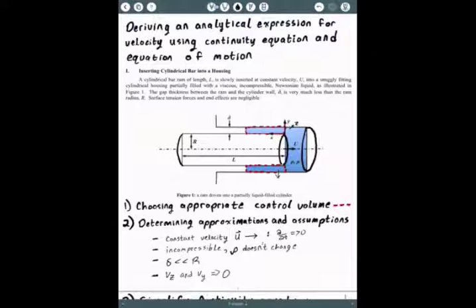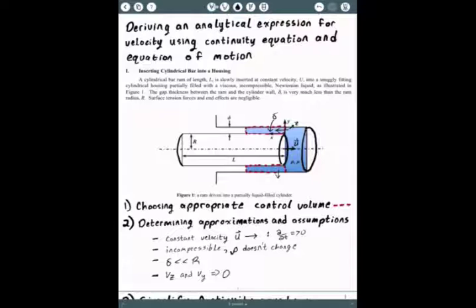The first step in finding the velocity is choosing an appropriate control volume, and I did so, labeled here in red. It's the gap thickness between the ram and the cylinder wall, delta. That's important because it's the only area with liquid moving, because of the velocity here, u, moving the ram, and that's pushing the liquid towards the left. So that's why that is our control volume.